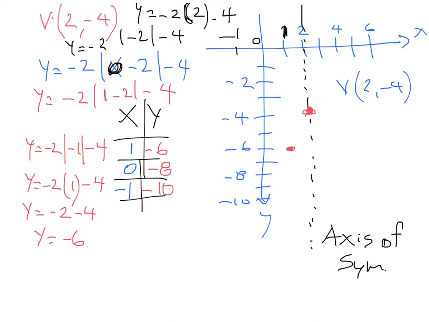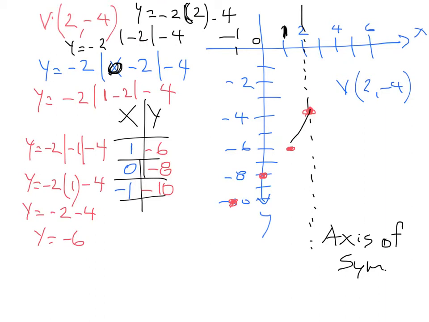Let's plot those values. That'll be (0, -8): 0 in x and -8 in y, so my point will be here. And the last one is (-1, -10). I go -1 in x and -10 in y, so right here will be the point. So I come over here. It's a little crooked, but that should be a straight line.